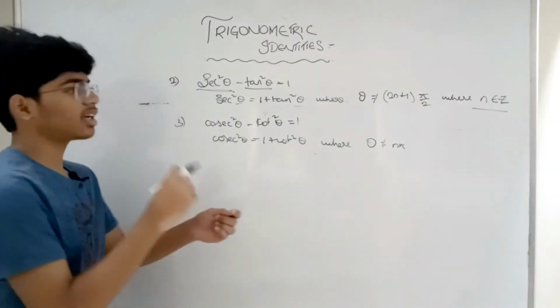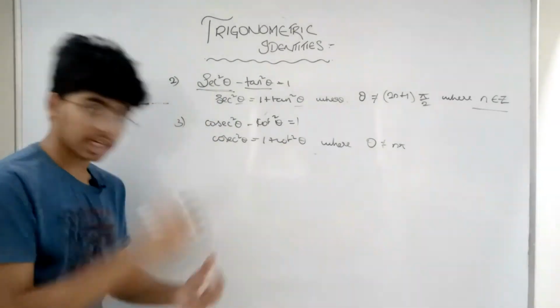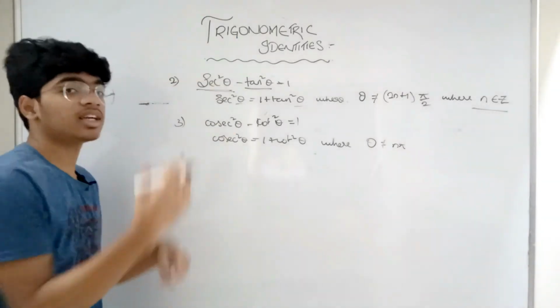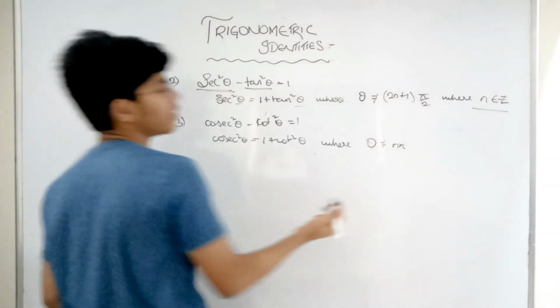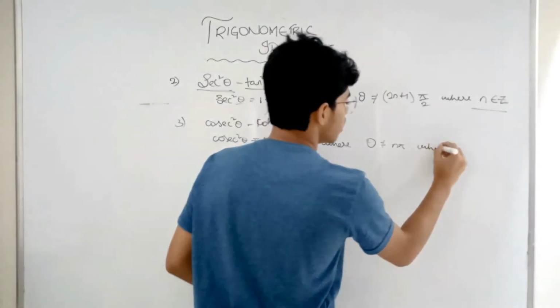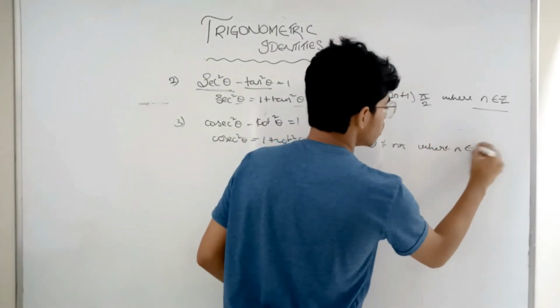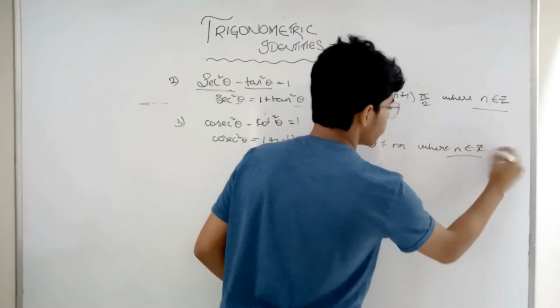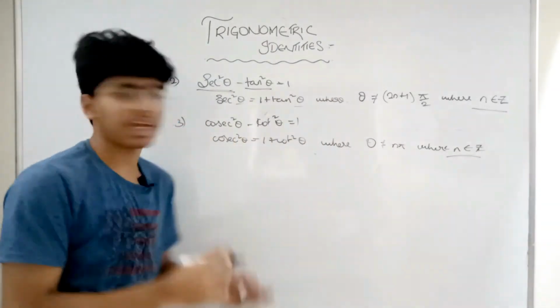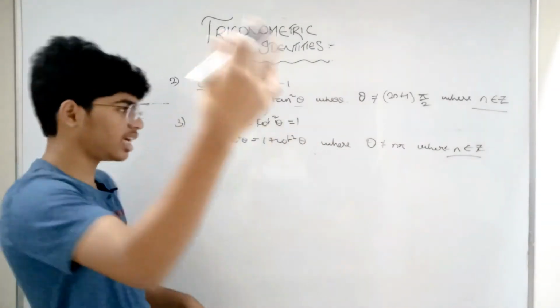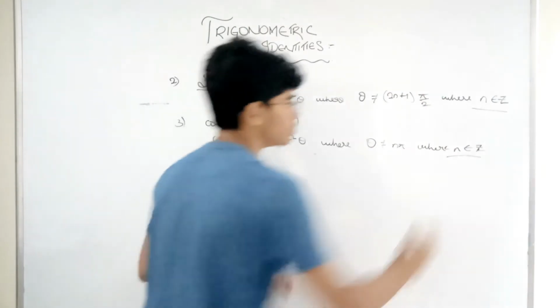That means cosec 0 is not defined, cosec 180 is not defined, cosec 360 and so on are not defined. And n belongs to integers, the same, because n is always an integer. N cannot be a rational number like pi or something else. N must be an integer.